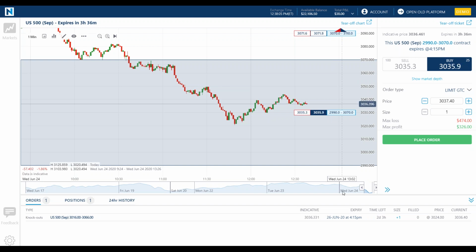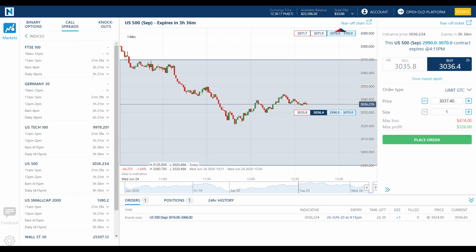So it's a way to take a directional play, but again, with boundaries and a defined, known maximum potential profit and maximum potential loss. I just wanted to mention that because people are curious about the call spreads. Knockouts are definitely more popular just because they're very defined and they trade exactly with the price of the underlying. And they're a little bit smaller range, so smaller dollar contracts.